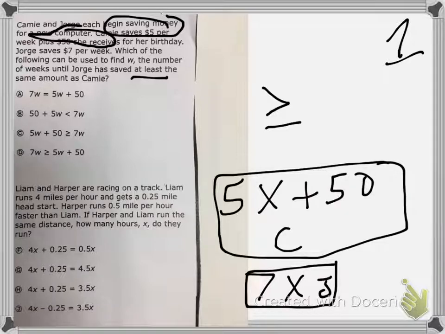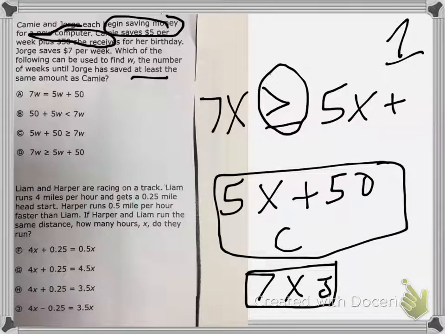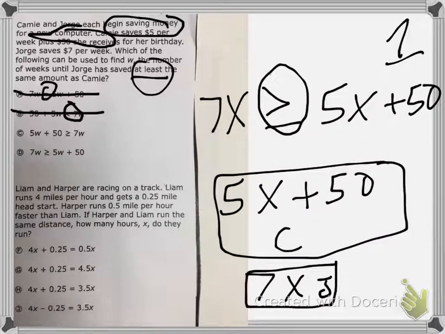All right, now it says, when would George have at least the same amount as Cammie? So George is going to go here. 7x has at least, so this means at least, and Cammie has 5x plus 50. All right, so I'm looking for an inequality that shows this. Now, because it says at least, this is going to help me eliminate some answer choices. At least is an inequality, so A cannot be right because it has an equation with it. All right, now, letter B can't be right because it has less than. It should be less than or equal to, so B can't be right.